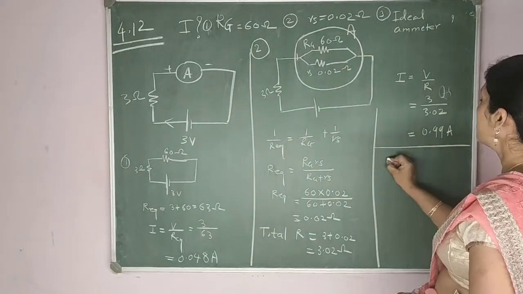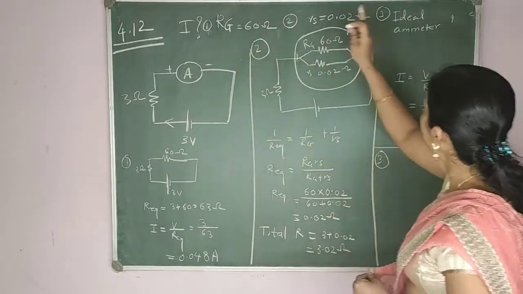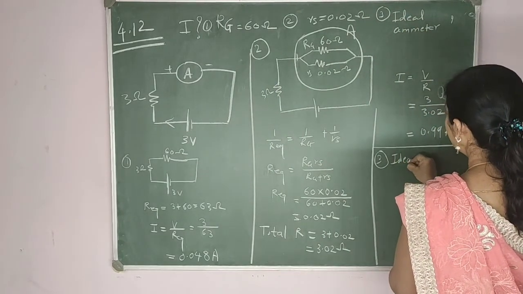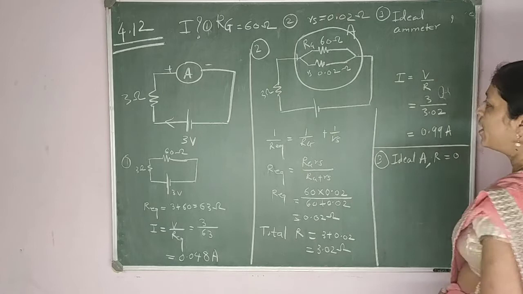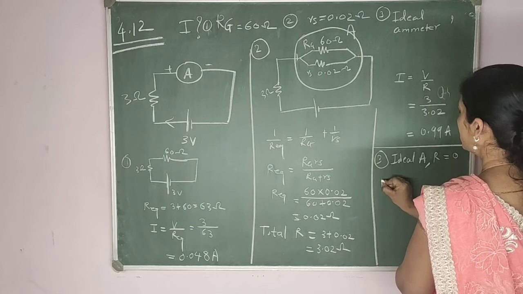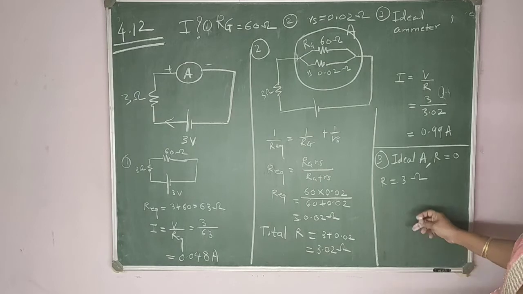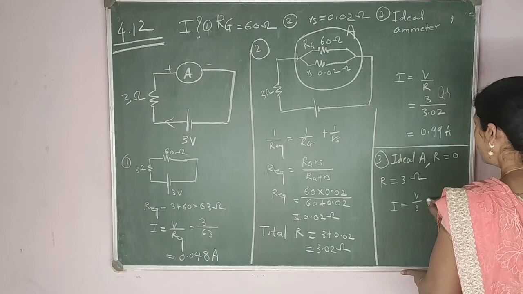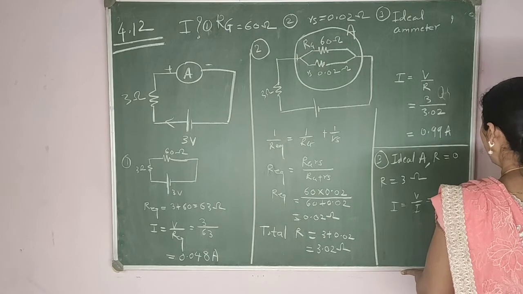Now let us consider the third case. The ammeter is replaced by an ideal ammeter, and as you know, the ideal ammeter has resistance R equal to 0. So the total resistance of the circuit is 3 ohm only. Now we will find the current. Current equals V by R, so 3 upon 3 we get 1 ampere.